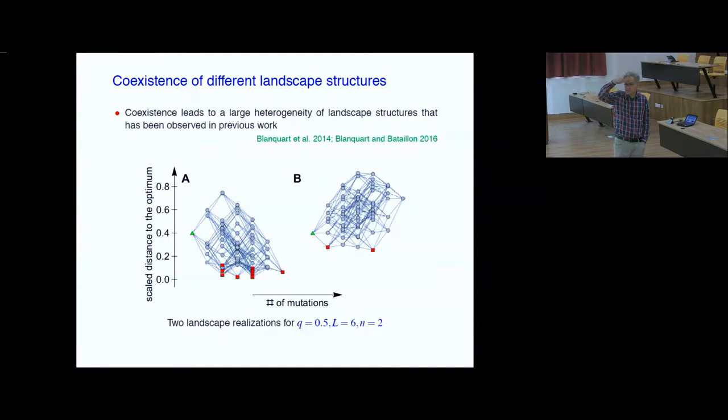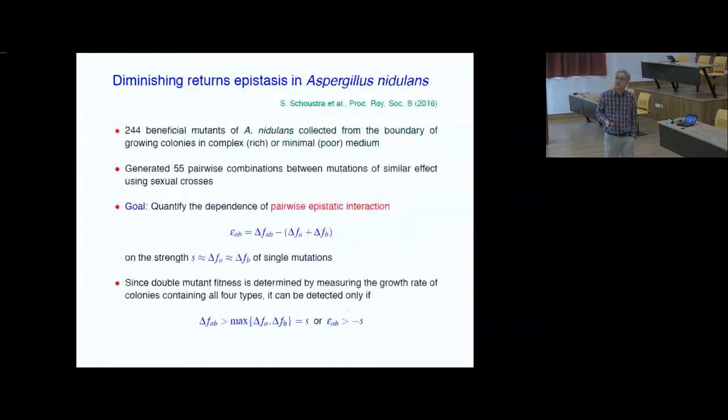Now I want to illustrate one experimental application of this, not looking at full landscapes, but looking at pairwise epistasis. I want to briefly talk about a study with the experimentalists Simon Schoustra and Arjan de Visser, which is also in the reading material. This was a study of mutations in a fungus, Aspergillus nidulans.